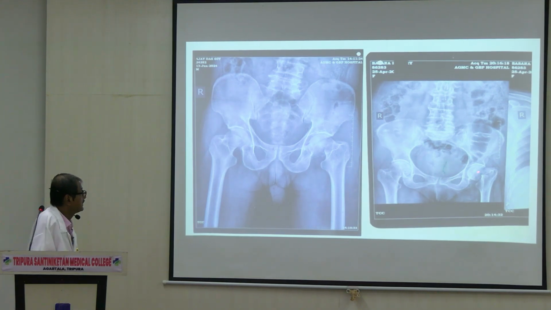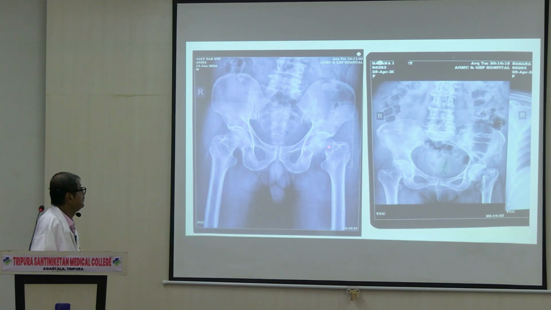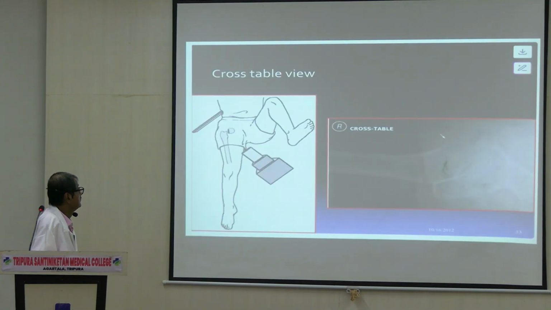So there is another fracture here. There is a cervical fracture. You see, there is no displacement. It is grade 2. Total fracture is there. Garden type 2. This is Garden completely displaced, Garden type 4.